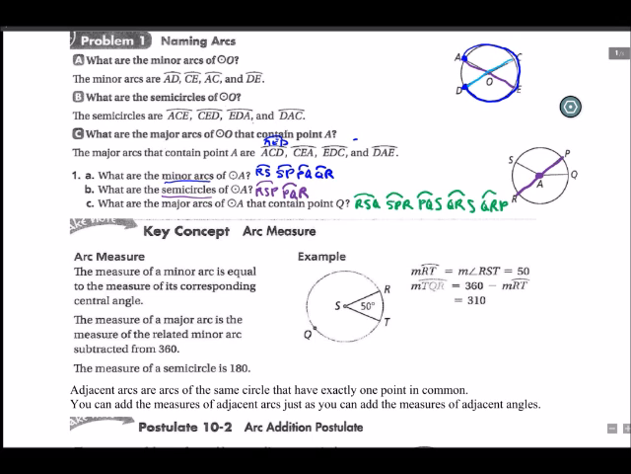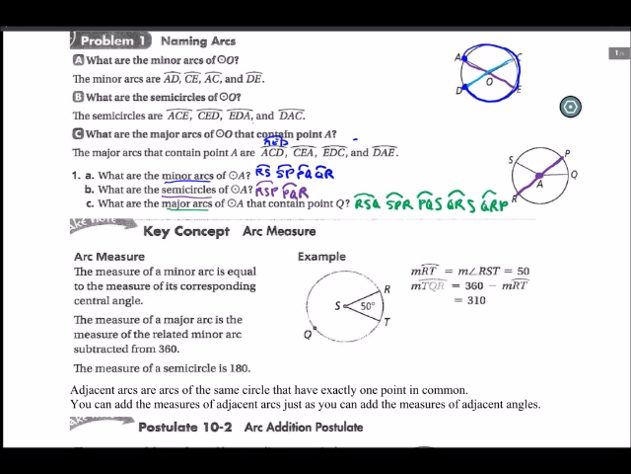And then major arcs, well, there's a ton of those. I just started at R again and went past my semicircle. RSQ could also have been named RPQ, right? And then SPR, PQS could have also been named PRS. QRS, QR, all the way around to P. That's a really big major arc. Could have been named QSP.